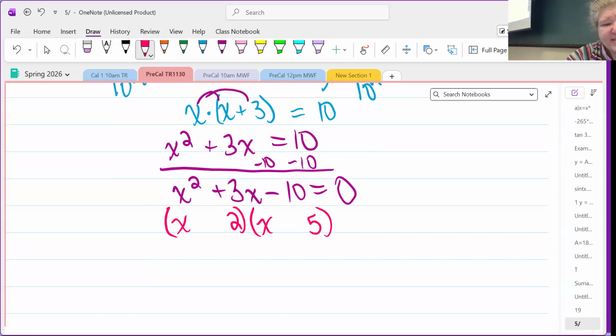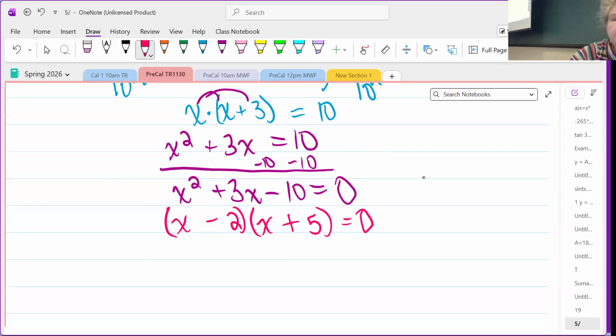Now I want to get positive 3x. So I want to make the 5 positive and the 2 negative. So that way I'd get 5x on the outside and negative 2x on the inside. 5x minus 2x is 3x.